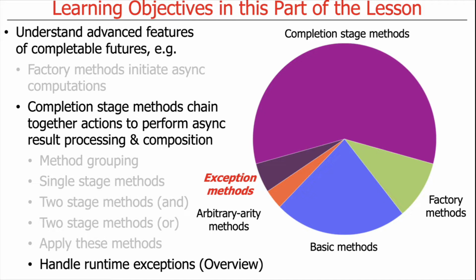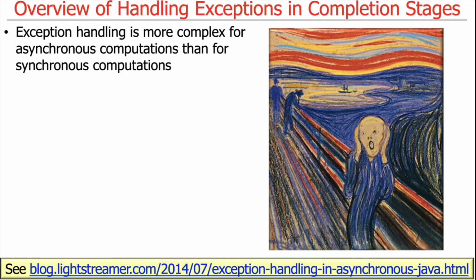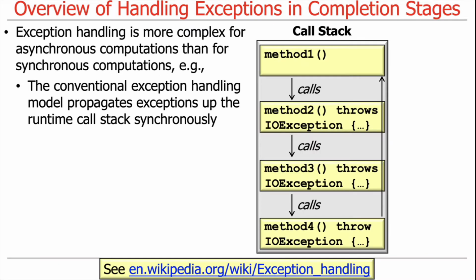As you can see here, there's not a whole lot of exception methods. I think there's about 6 or so. It doesn't cover the bulk of the processing that's available in the CompletableFuture API, but it's very useful to know how these things work. So first, let's take a look at the big picture. Exception handling is more complicated for asynchronous computations than for synchronous computations. You can read more about this at the link below, but of course I'll explain it to you here. And if you have any questions, I'm happy to take them.